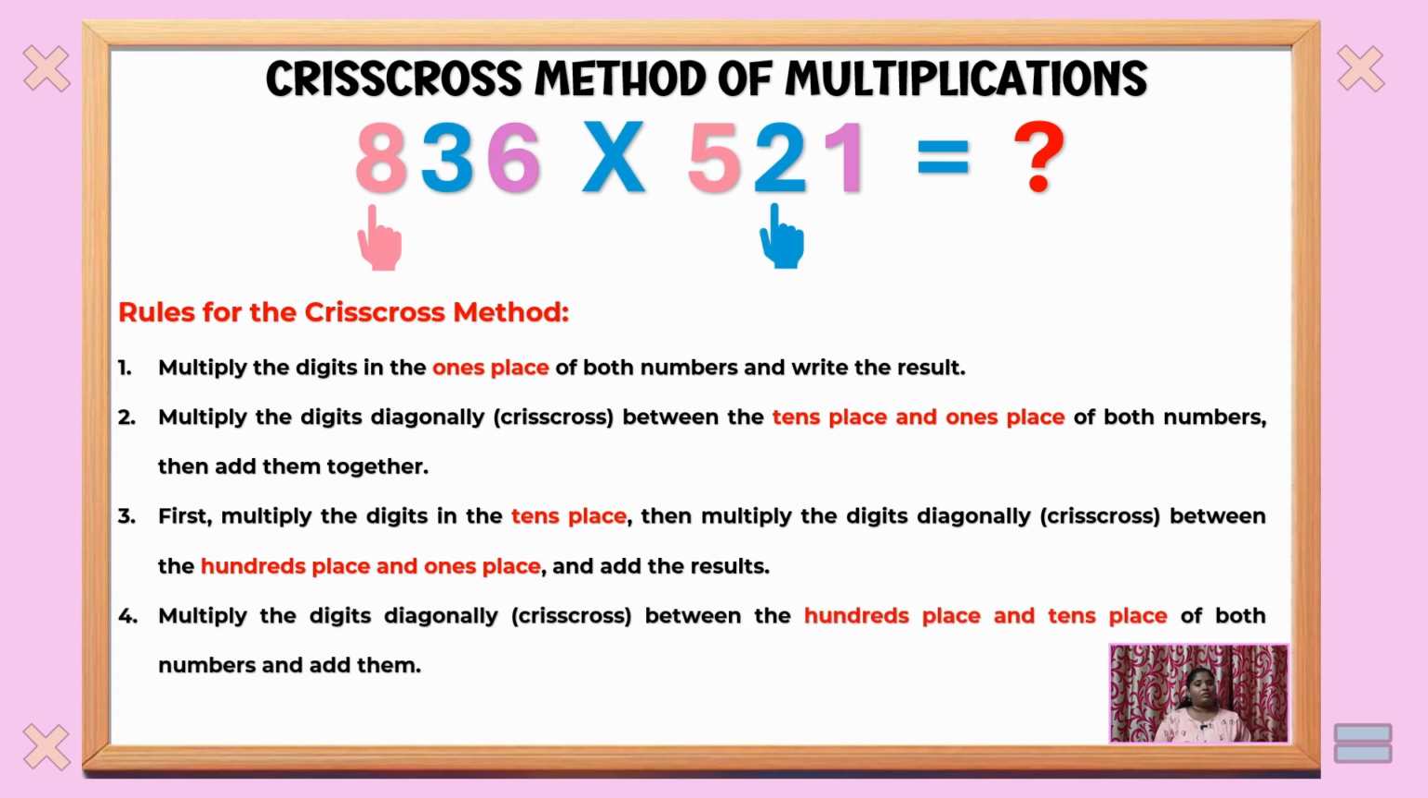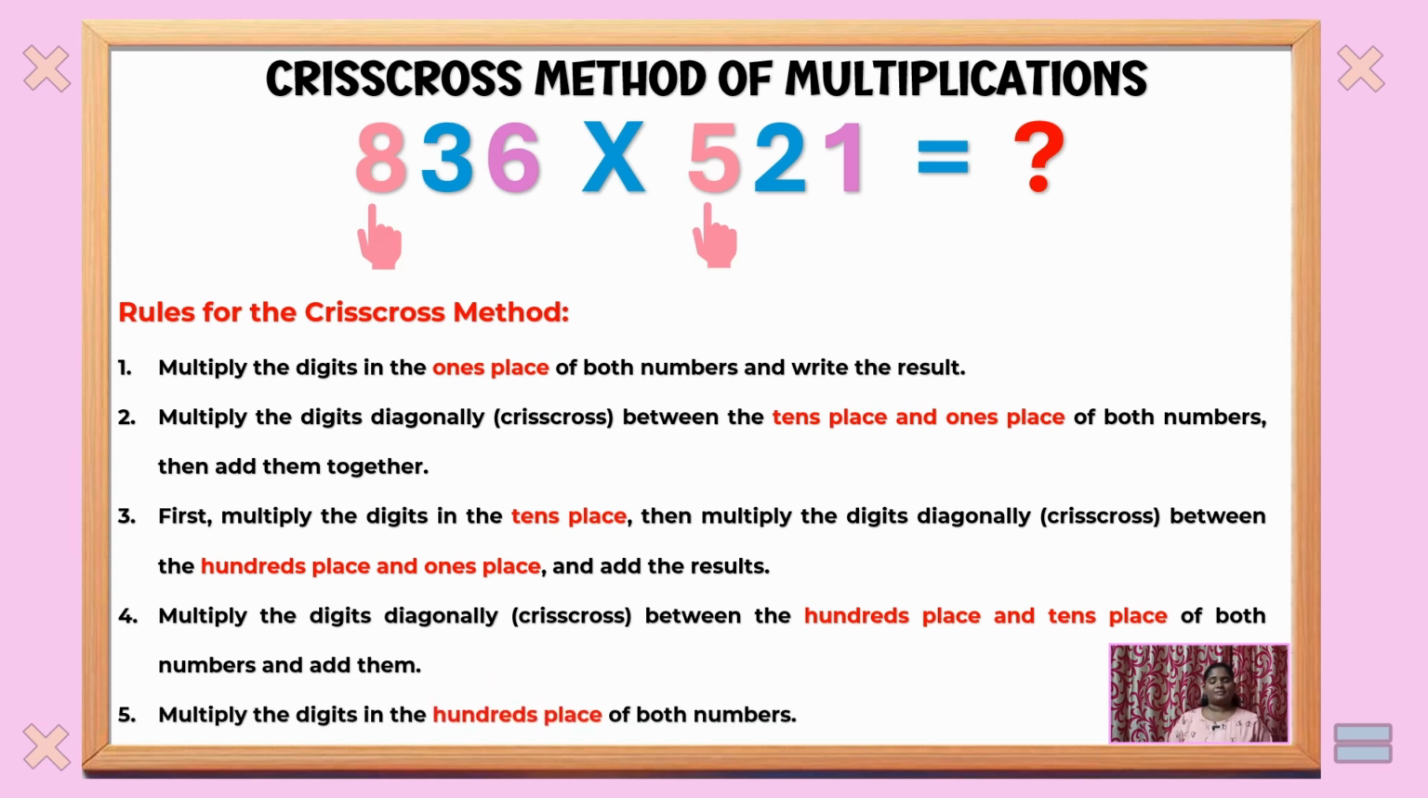Rule number 4, we have to do the cross multiplication of the numbers which are in tens and hundreds place and then add them. And the final one, we have to do the multiplication of the numbers which are in hundreds place, and we should add if there is any other number. With this picturization, I hope you understood the rules.